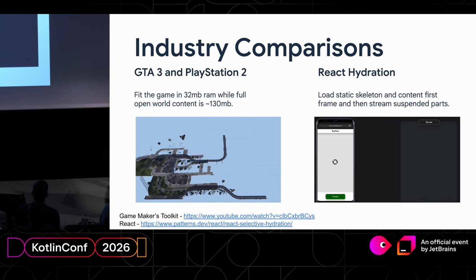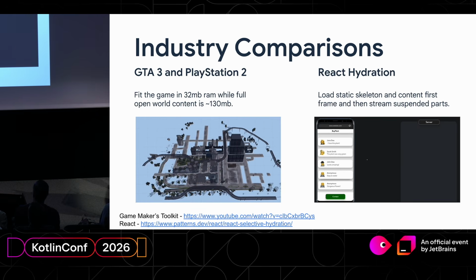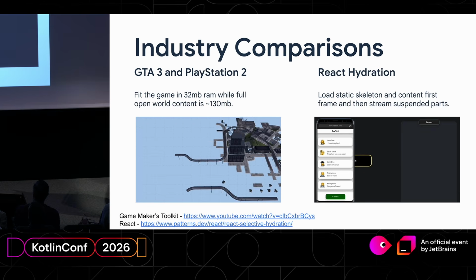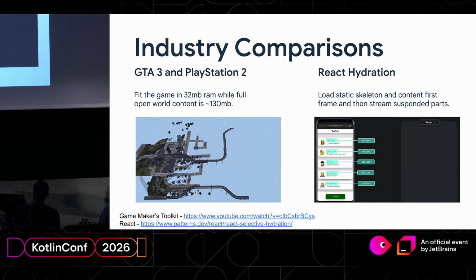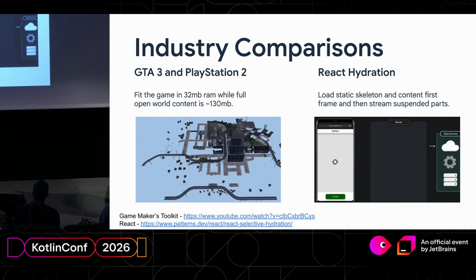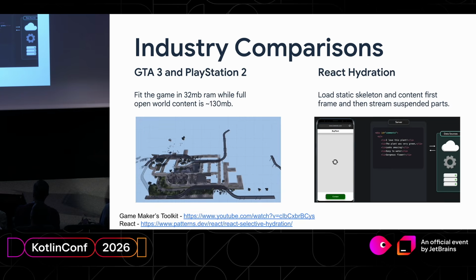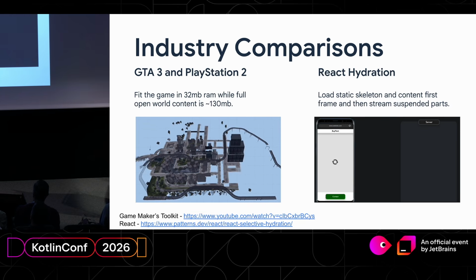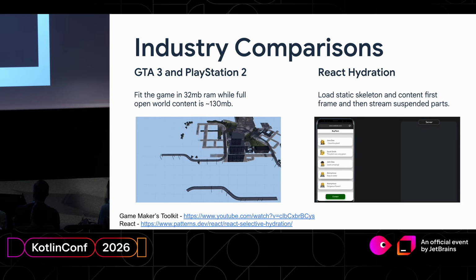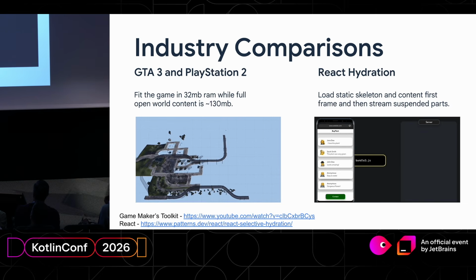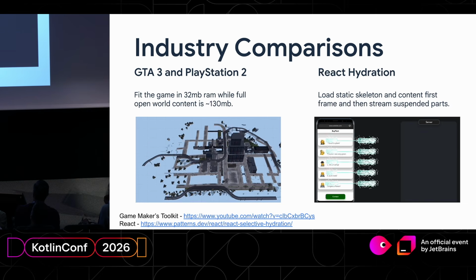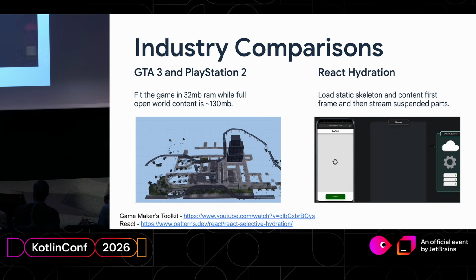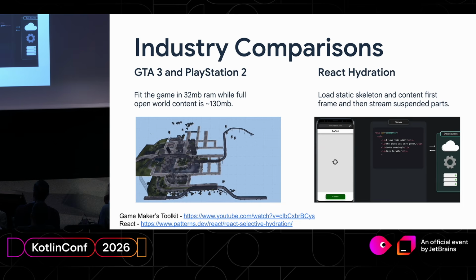So Grand Theft Auto had to fit in the PlayStation 2. And PlayStation 2 has only 32 megabytes of RAM, which needs to be shared with the rest of the operating system of the PlayStation. And their full 3-island map contained all of those textures, meshes, equal to 130 megabytes. So they were not able to fit everything.